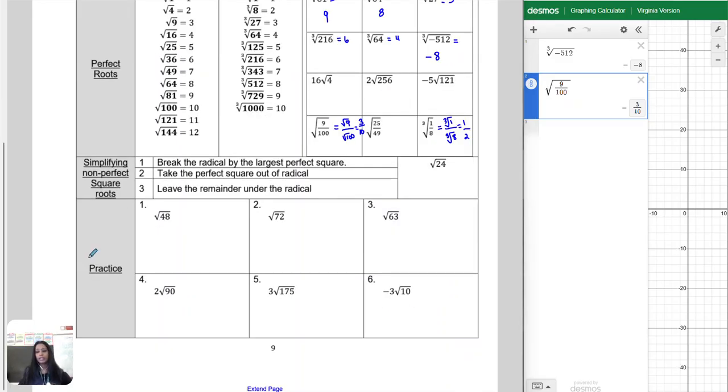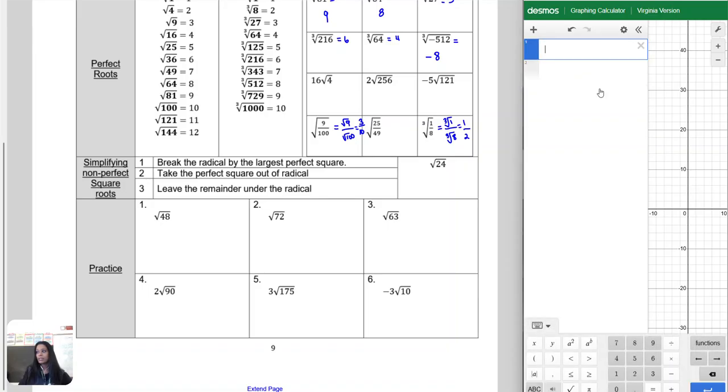Now, we're going to talk about what you do when you take non-perfect square roots. When you put it in decimals, you don't get a perfect square. So square root of 48 is not a perfect square. These are the main type of problems that we're going to learn to deal with in Algebra 1.